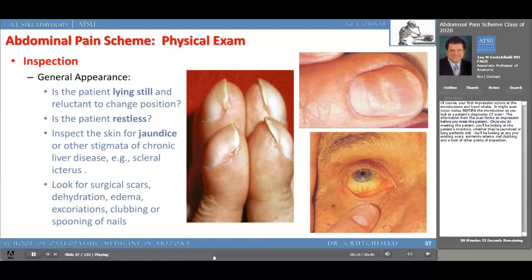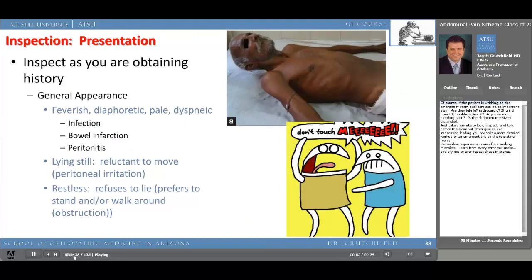Of course, if the patient is writhing on the emergency room bed, this can be an important sign. Are they febrile, tachycardic, short of breath? Are they unable to lie still? Any obvious bleeding seen? Is the abdomen massively distended? Just taking a minute to look, inspect, and talk to the patient before the exam will often give you an impression, leading you towards a more detailed workup or an emergent trip to the operating room.